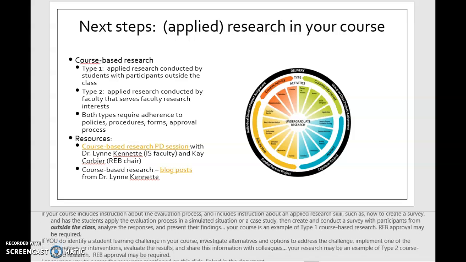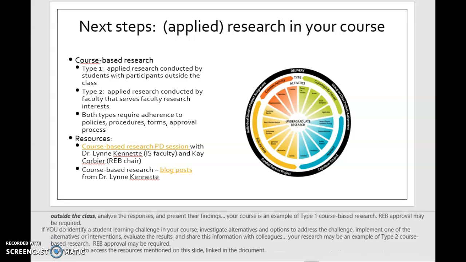If you do identify a student learning challenge in your course, you investigate alternatives and options to address the challenge, and then you implement one of the alternatives or interventions, evaluate the results, and share this information with colleagues, your research may be an example of Type 2 course-based research. And again, Research Ethics Board approval may be required. I encourage you to access the resources mentioned on this slide, which are linked in the document.